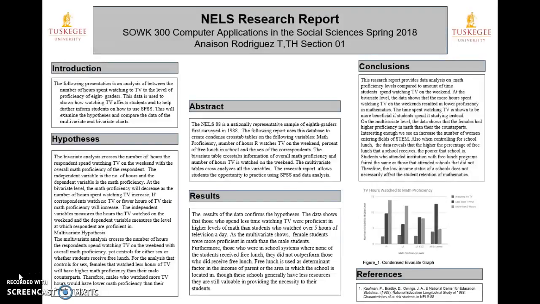The NELS 88 is a nationally representative sample of eighth graders that were first surveyed in 1988. This data that we've condensed, we're using the following variables: whether or not the number of hours watched on the weekend affects math proficiency. We're going to be controlling for sex and whether or not these students received free lunch.